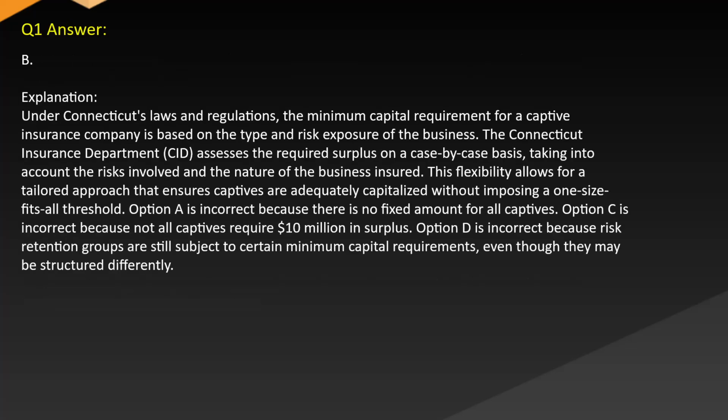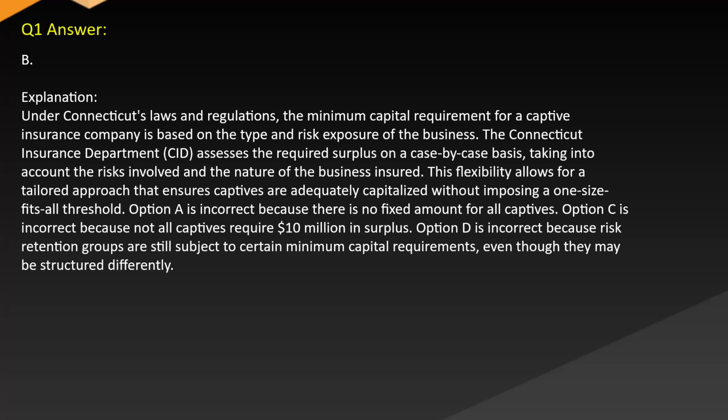Answer: B. Explanation. Under Connecticut's laws and regulations, the minimum capital requirement for a captive insurance company is based on the type and risk exposure of the business. The Connecticut Insurance Department, CID, assesses the required surplus on a case-by-case basis, taking into account the risks involved and the nature of the business insured. This flexibility allows for a tailored approach that ensures captives are adequately capitalized without imposing a one-size-fits-all threshold.